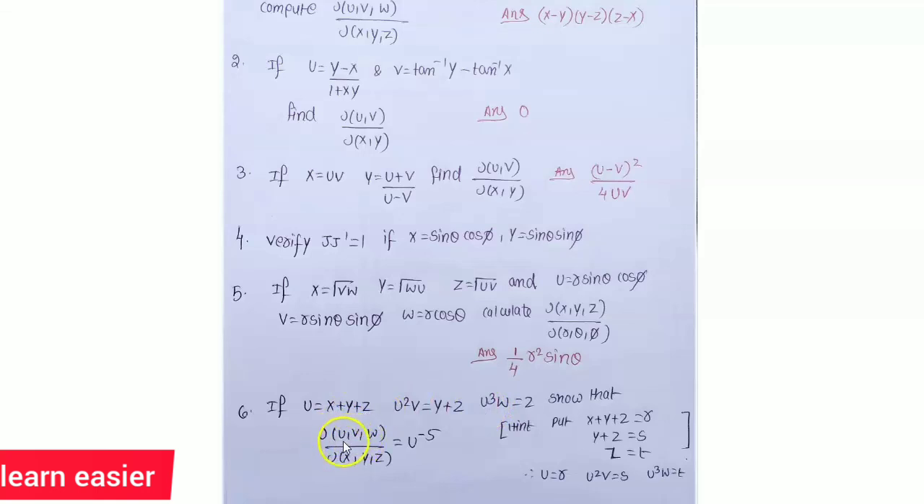So you can easily get ∂(u,v,w)/∂(x,y,z), which is equal to ∂(u,v,w)/∂(r,s,t) times ∂(r,s,t)/∂(x,y,z). So if you multiply those two Jacobians, you can get ∂(u,v,w)/∂(x,y,z) easily. Based on the chain rule, you can easily get this Jacobian. So practice these problems.